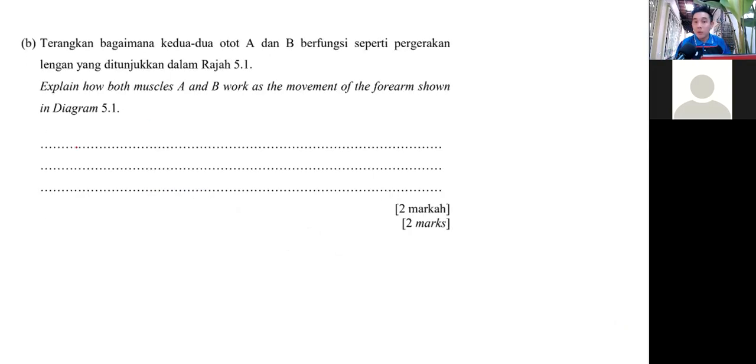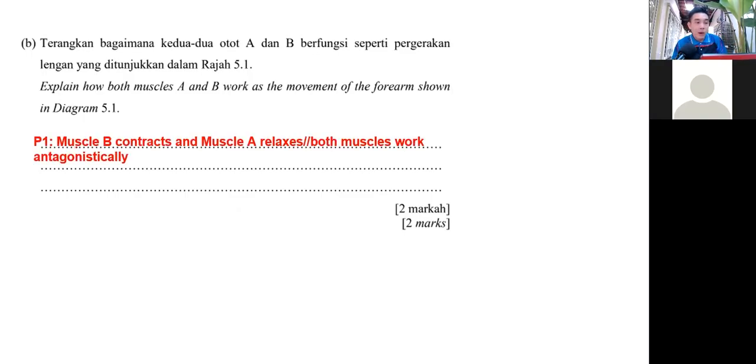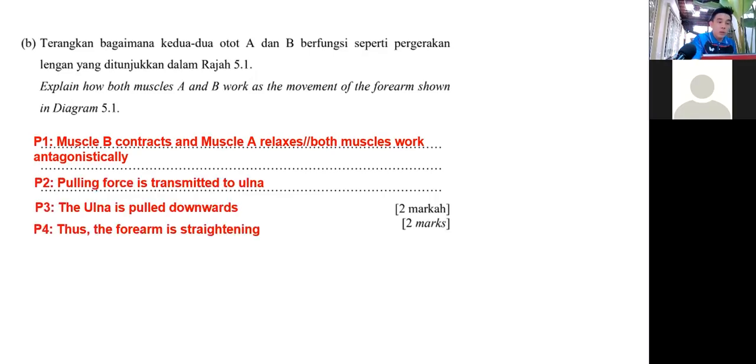Explain how both muscles A and B work together. A and B are antagonistic, and a pulling force will be transmitted to the ulna. Ulna pulled down, and the forearm is straightened. Draw one star because this is a very popular question, guys.